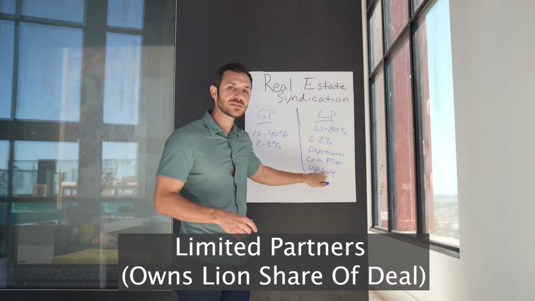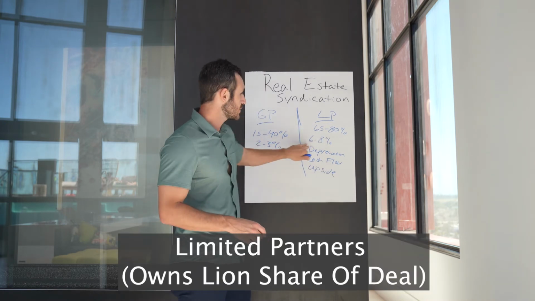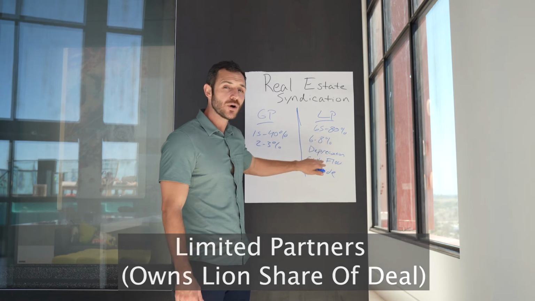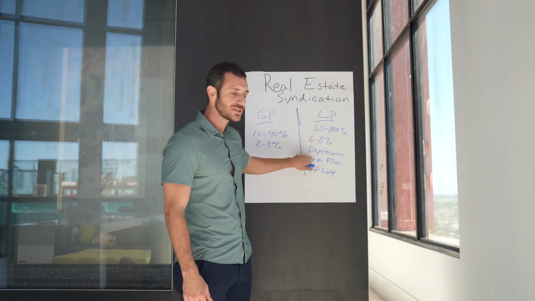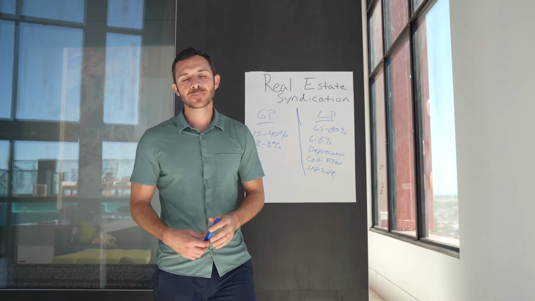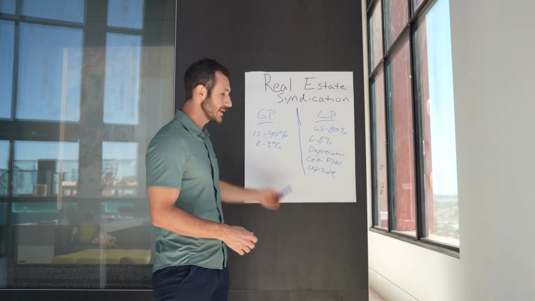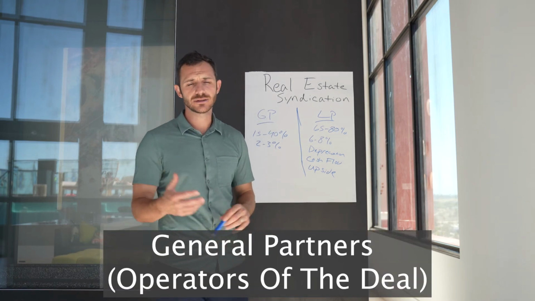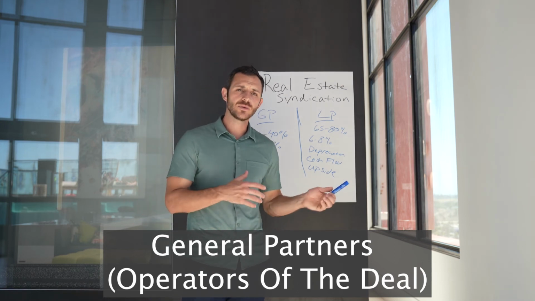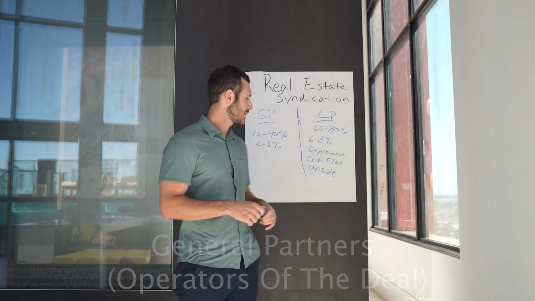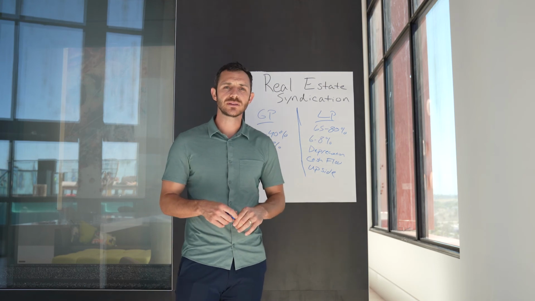So in recap, you have a GP-LP split. The LP typically owns the lion's share of the deal. They also have a preferred return. As an owner in the deal, you have all the benefits: depreciation, cash flow, and upside of a real estate deal. And then your GP, which is the owners, the operators of the deal, they own the other share of this real estate. They're taking fees for putting the deal together.